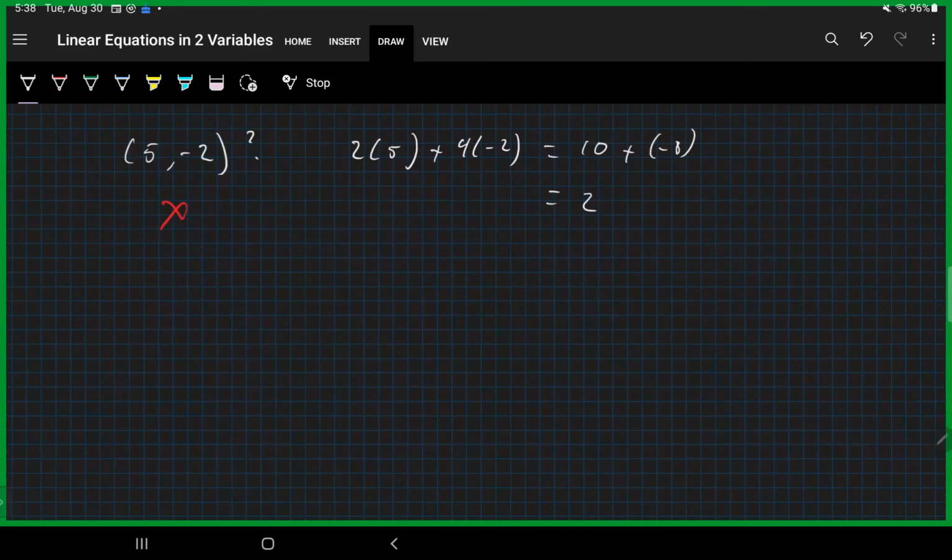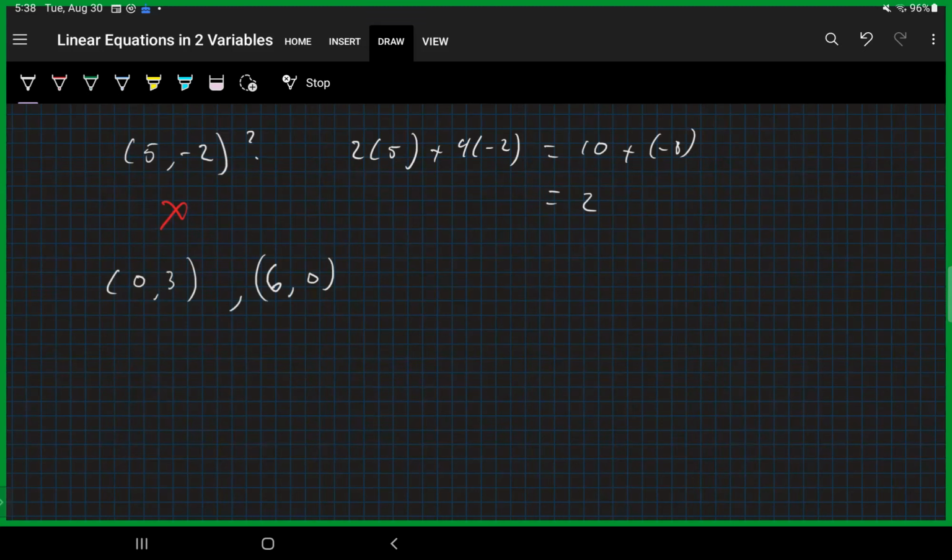So I want you on your own to verify that the following two points are solutions. Let's look at 0, 3 and 6, 0. Go ahead and pause it and plug each one in. Plug in 0, 3 first, and then redo it with 6, 0, and verify that those are both solutions and they both work.